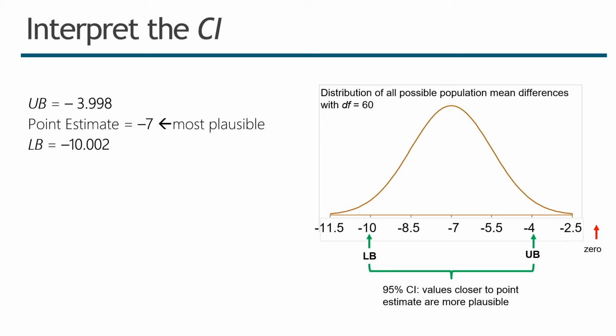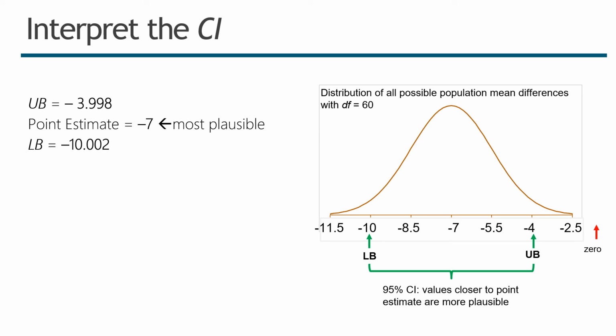The figure on the right is the distribution of all possible sample mean differences with a sample size of 61 or a DF of 60. The peak of the distribution is centered at -7, the point estimate. That will always be the case. And as you move away from the point estimate, the probability of that mean difference represented goes down. You can see that the upper bound value and the lower bound value have a much lower probability than does the point estimate. Specifically, the lower bound values and the upper bound values bracket the middle 95% of all possible mean differences.